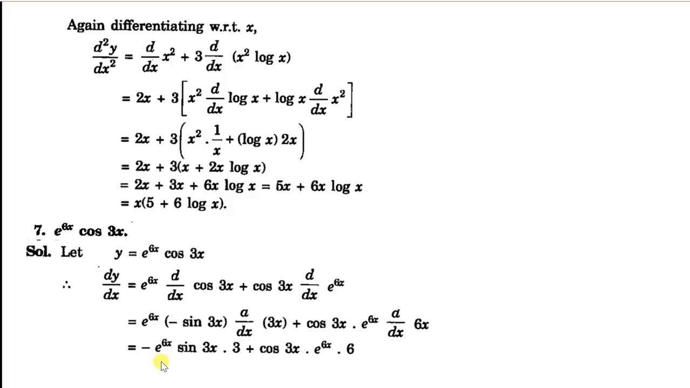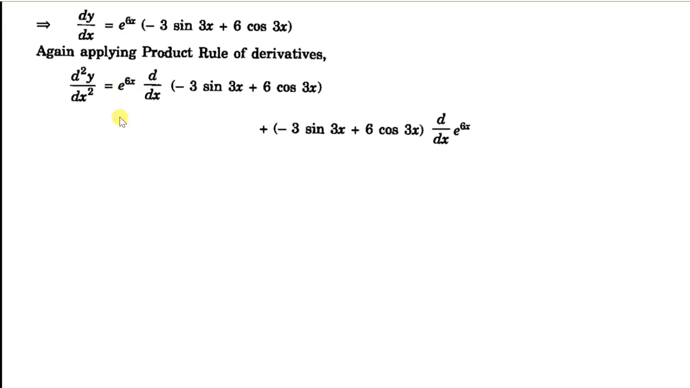Now from this term we can take e to the power 6x common, and we have minus 3 sin 3x plus 6 cos 3x. Again for differentiating with respect to x on both the sides, we get d2y by dx square equal e to the power 6x first function multiplied by derivative of second plus second function multiplied by the derivative of the first function.